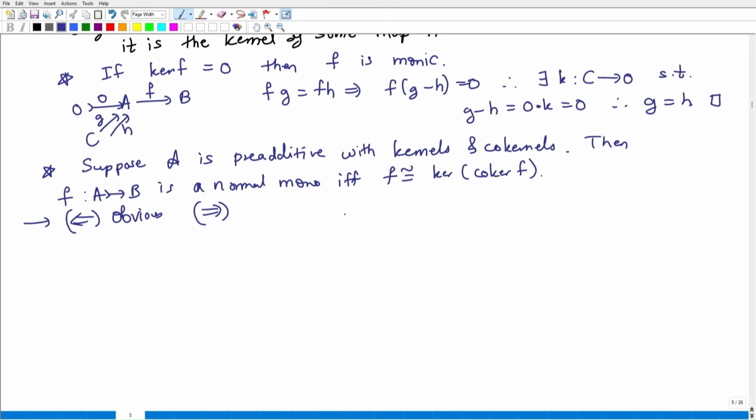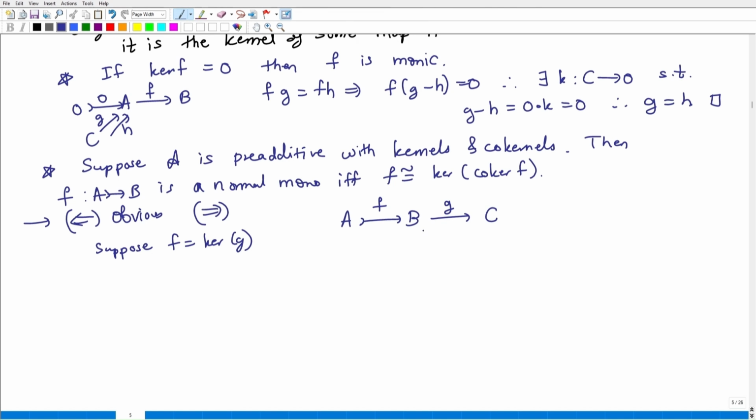Okay, so what do we start with? We are given F. Then F is the kernel of something. This is the forward direction. It is a normal mono, so F has to be a kernel of some morphism from B to C. Let me call it G. So suppose F is the kernel of G.